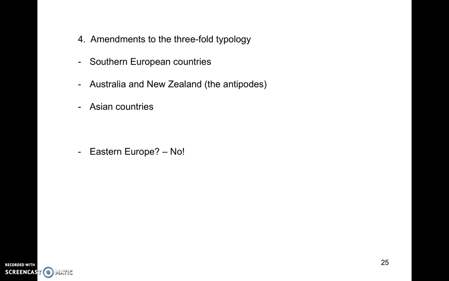And what about Eastern Europe? There is no consensus on Eastern Europe yet. Some regard these countries as a distinct welfare regime type, since they share a socialist past and have had similar problems since the fall of communism. And they all have less developed welfare states. Yet these countries are also heterogeneous.